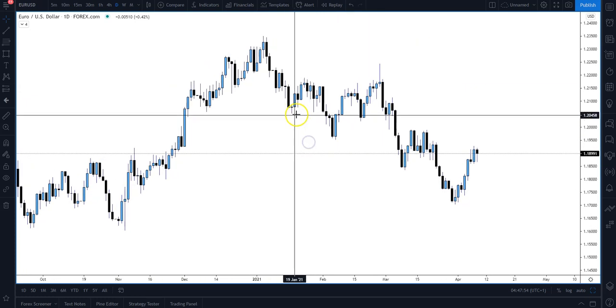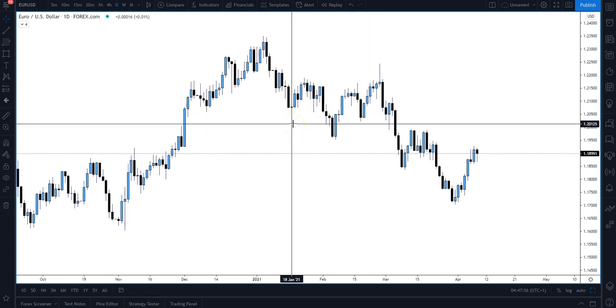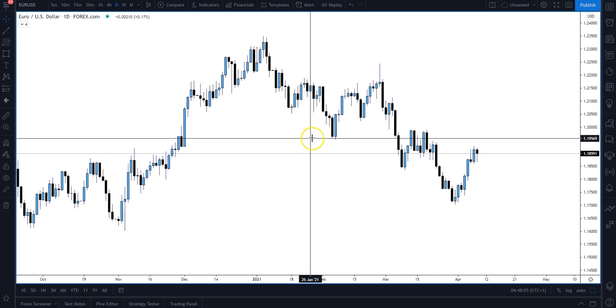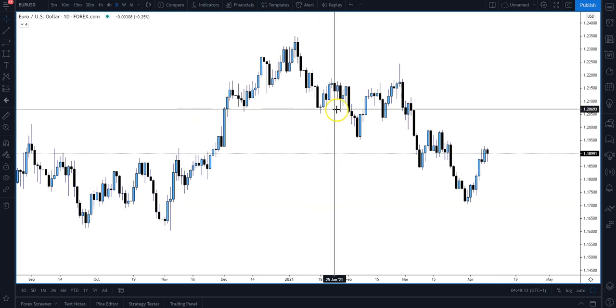So first and foremost, what you have to understand, as I've stated in the previous videos, is that we always have to start off on a higher time frame for direction and for bias. If we don't know where we're going, then we don't know whether to put a sell or a buy in.